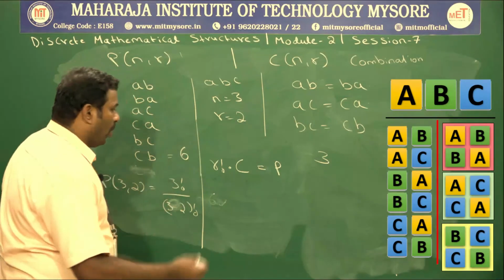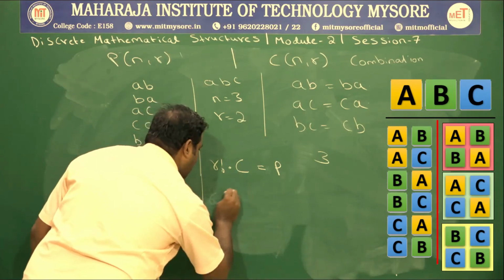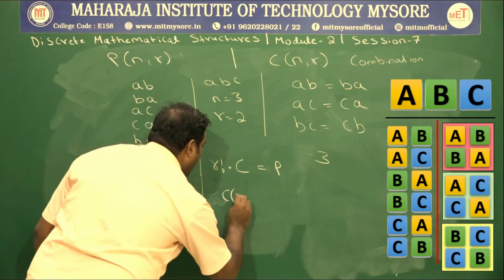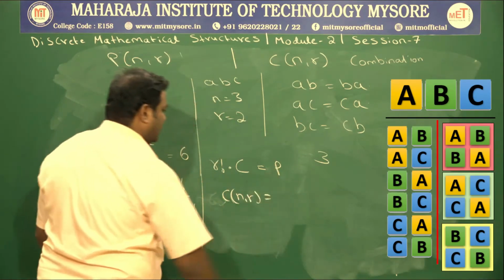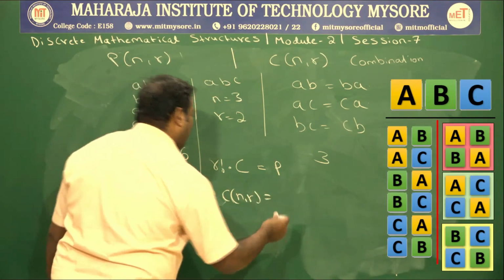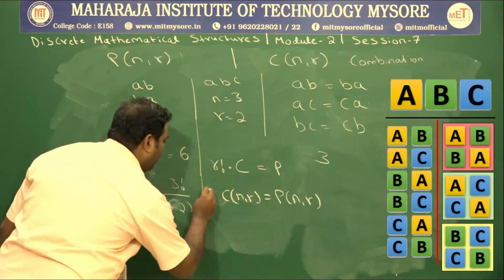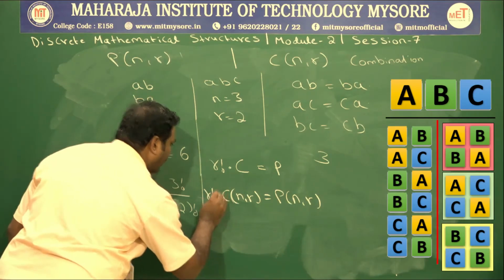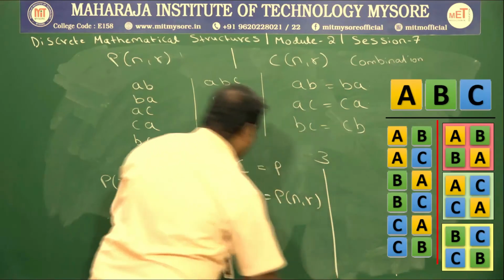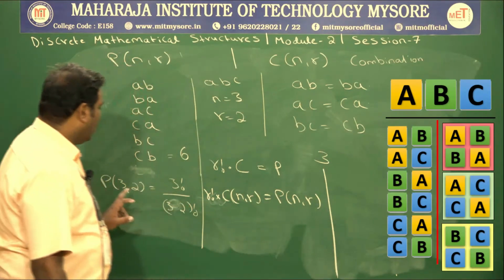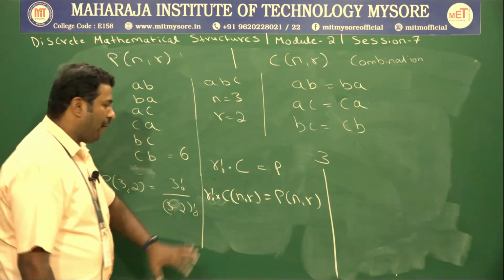So now you know what is C, which we call C of n comma r, equivalent to, now you know what is P, that is P n comma r. I am going to have P n comma r, and now this should be multiplied with R factorial. So now at this point of time, you know what is P n comma r. You know P n comma r is n factorial divided by n minus R factorial.